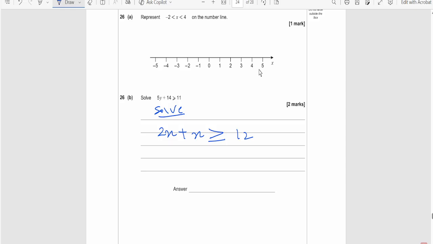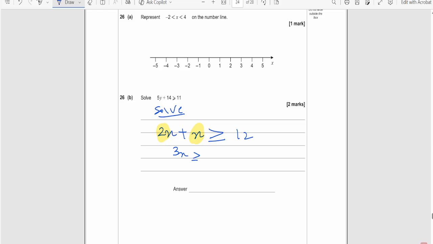Is it 11 over 2? No. What are the like terms here? 2x and x. So add them first. 2x plus 1x is 3x.